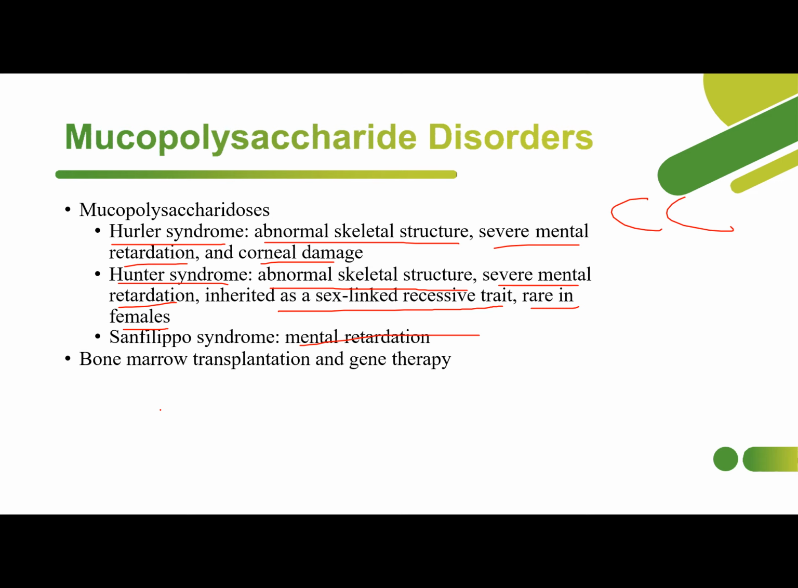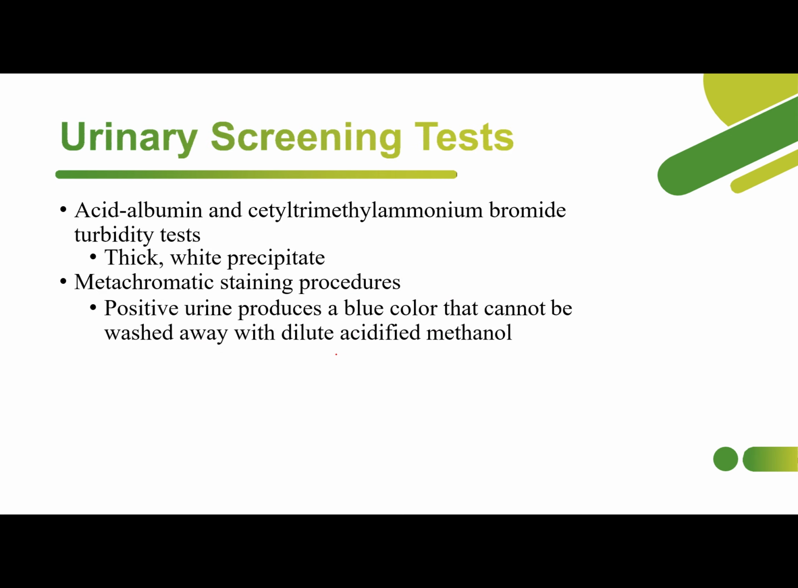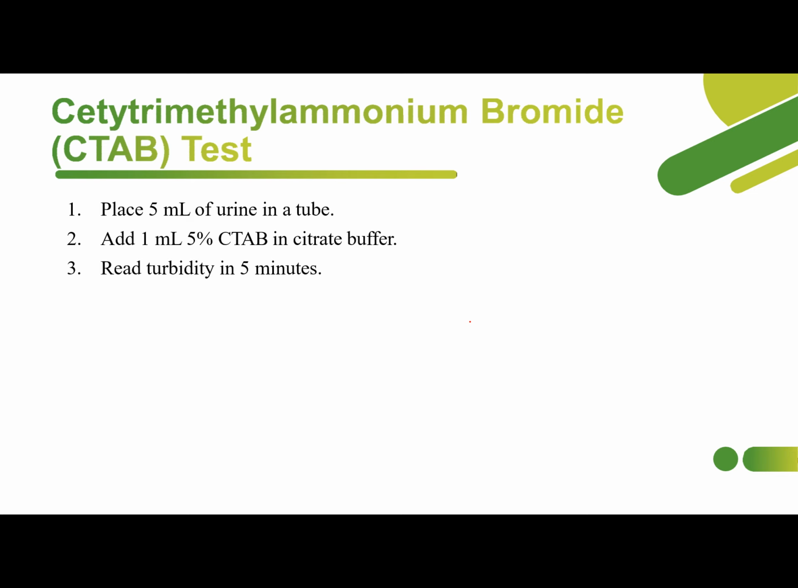To treat mucopolysaccharide disorder, it would require bone marrow transplant and even gene therapy. Then urinary screening tests. So we have acid albumin and cetyltrimethylammonium bromide, or the CTAB. The CTAB turbidity test would produce a thick and white precipitate. Then we have your metachromatic staining procedure. So positive urine would produce a blue color that cannot be washed away with dilute acidified methanol.